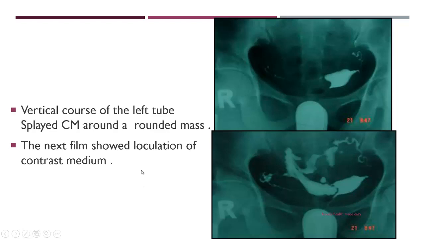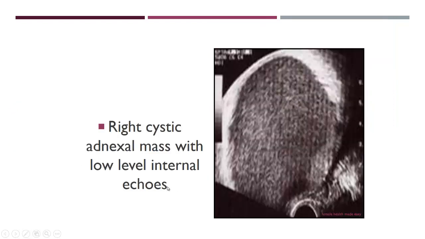Another case we have here, this is the uterus, and there is a vertical course of the left fallopian tube. The right fallopian tube is seen splayed on something. When you find the fallopian tube stretched so much, then there is something stretching these fallopian tubes, and the uterus is deviated to the left side. And here the contrast shows loculation. In the control film, there is loculation. So we have here a vertical course of the left fallopian tube, splayed contrast around a rounded mass, and the next film shows loculation of contrast. This is the typical loculation due to pelvic adhesions. And this is the cause.